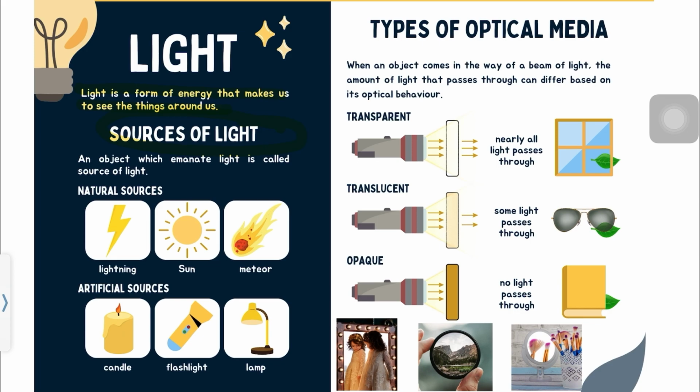Okay, and the final one is called opaque optical medium. You see there is no arrow towards the right side because it's not allowing any light. The best example is the book.